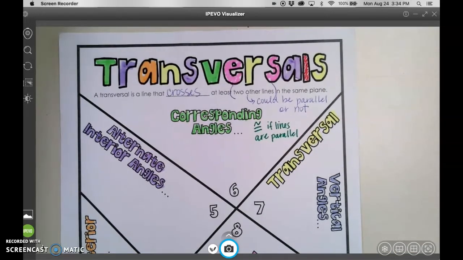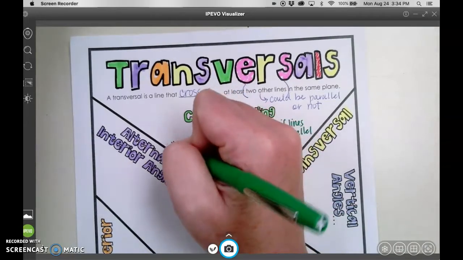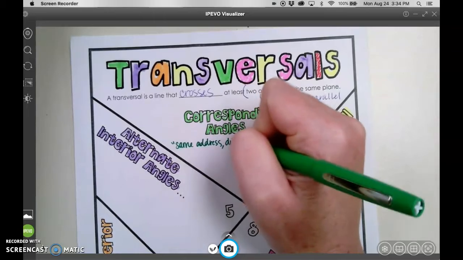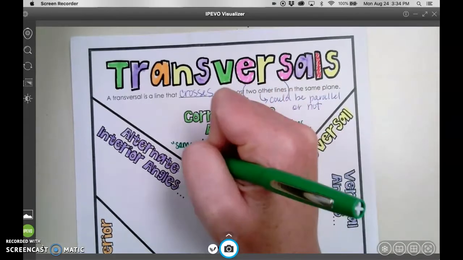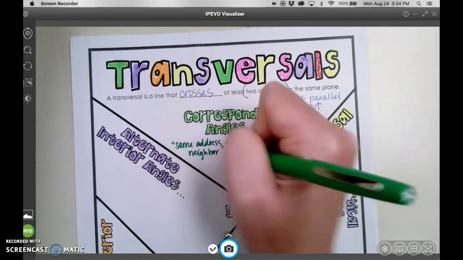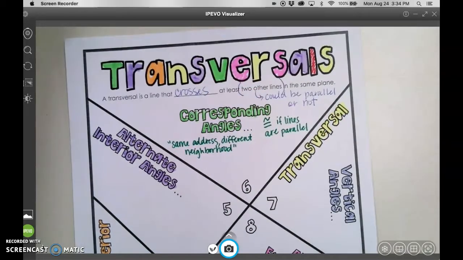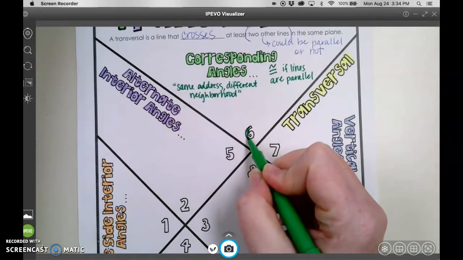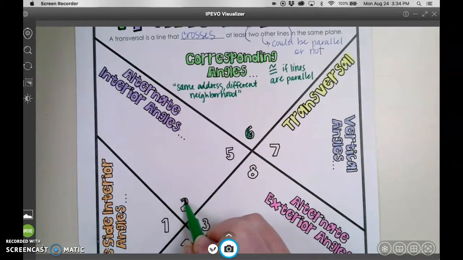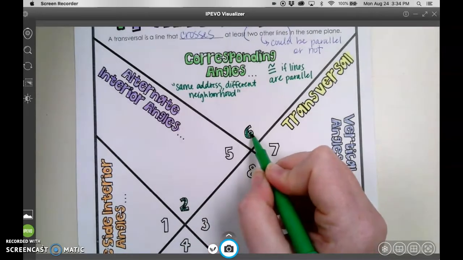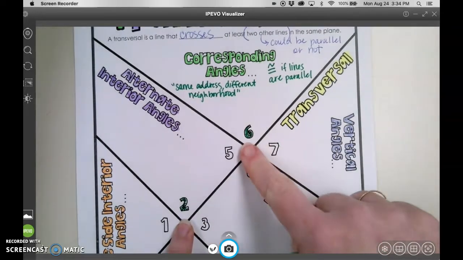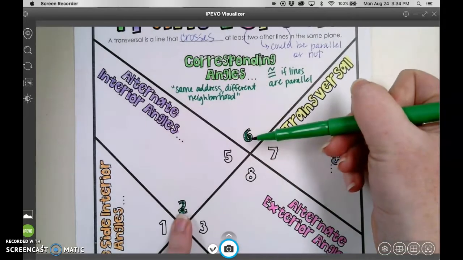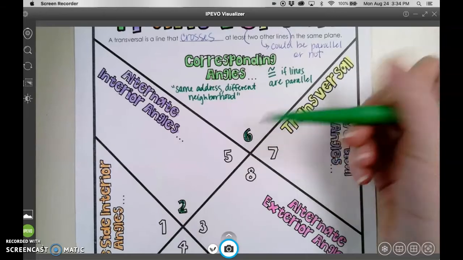Corresponding angles are angles that I describe as being in the same address but in a different neighborhood. Same address, different neighborhood. For example, angle 6 and angle 2: their little neighborhoods are the intersections, right? This little intersection, this little intersection. Within those two intersections, angle 2 is on the top, angle 6 is on the top. That's how they're in the same address but in a different neighborhood.